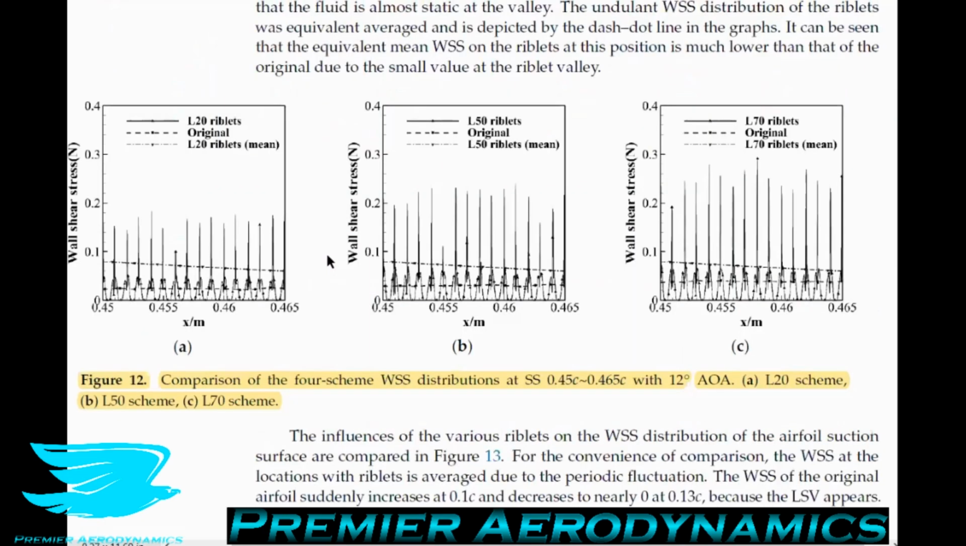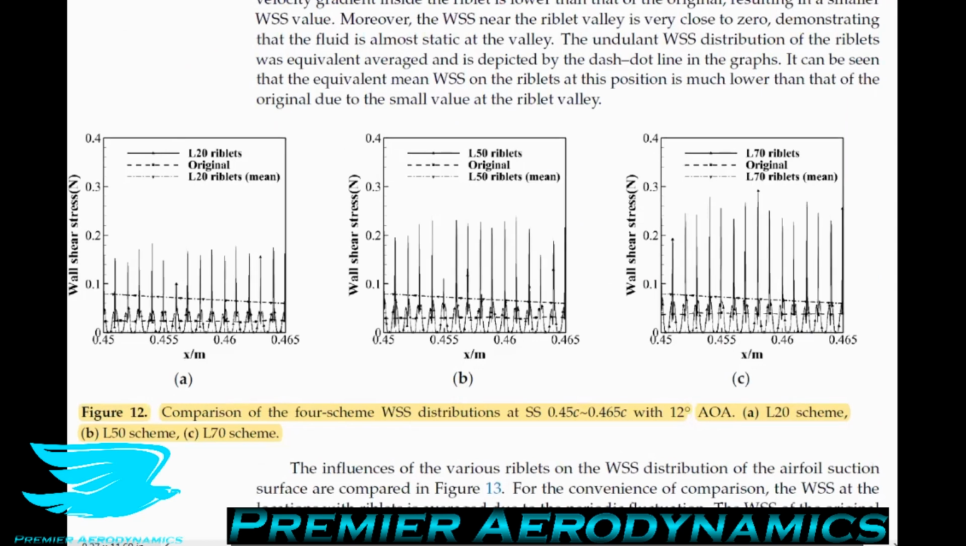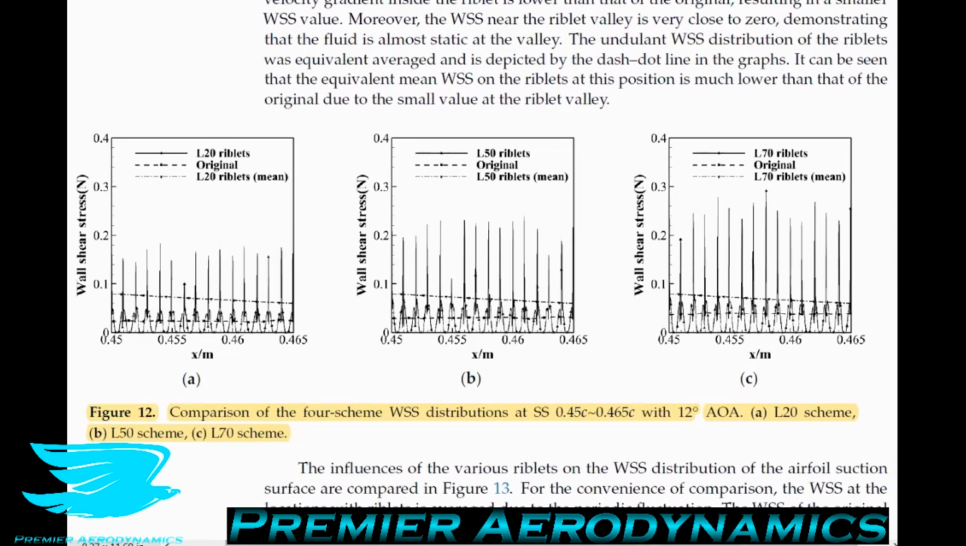So in figure 12, we now see something really cool. We see the wall shear stress. So I should actually mention their description. As shown in figure 8a, the reduction in viscous drag is achieved by the riblets with lengths greater than or equal to 20% of the chord at most angles of attack. To understand the cause of this reduction, the wall shear stress distributions of the four schemes at locations of 45% of the chord to 56.5% of the chord on the airfoil suction surface at an angle of attack of 12 degrees are shown in figure 12. So in other words, at various points along the airfoil surface, we're looking at the wall shear stress of different riblets compared to the smooth airfoil surface.